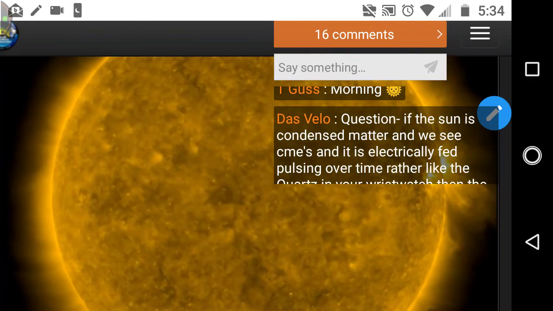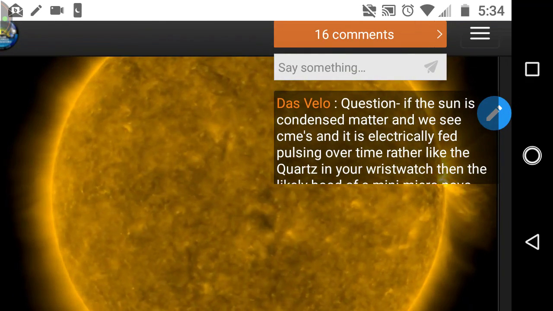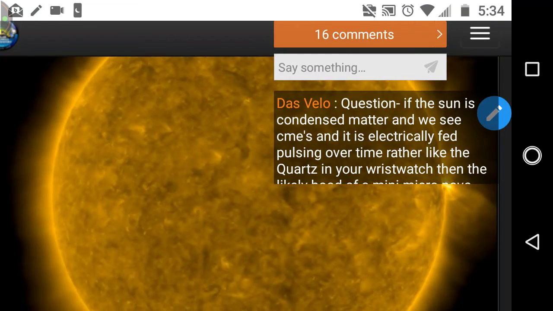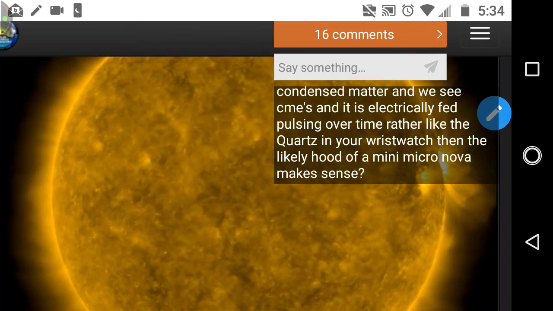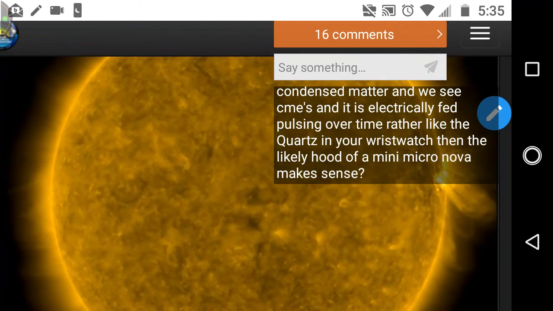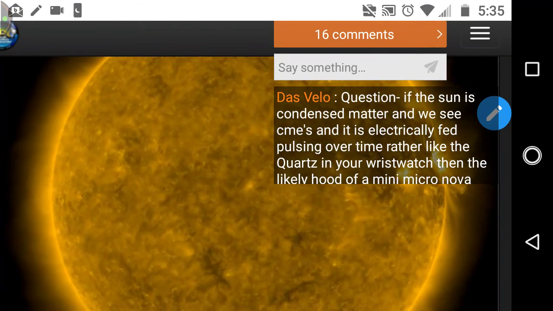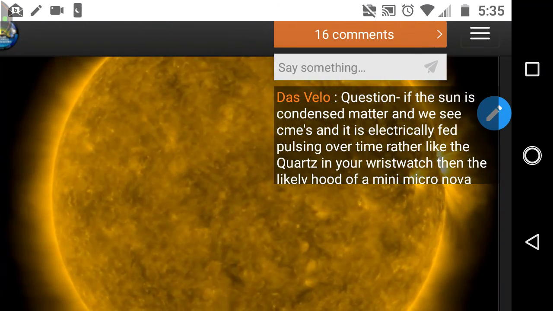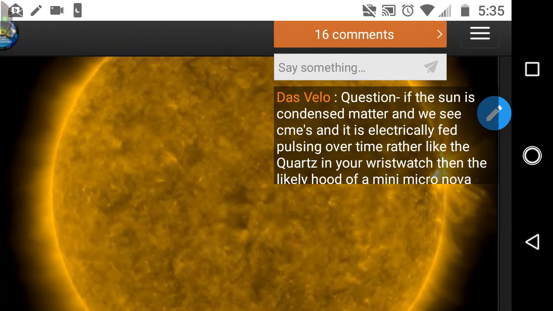If the sun is condensed matter and we see CMEs, and it is electrically fed, pulsing over time, rather like the quartz in your wristwatch, then the likelihood of a mini micronova makes sense. That's a good question. Are you suggesting that the liquid metallic hydrogen model refutes the recurring nova idea? I don't think it does.